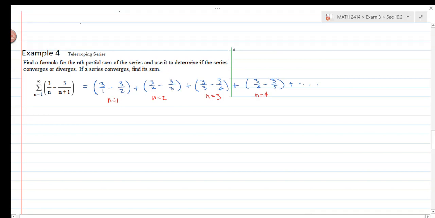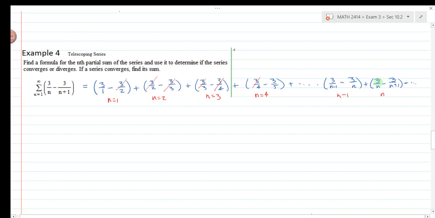So then we look for things that are going to cancel. Well, here I have a negative 3/2 and a positive 3/2 that are going to cancel out. Here I have a negative 3/3 and a positive 3/3 that are going to cancel out. Here I have a negative 3/4 and a positive 3/4 that are going to cancel out. And if I were to keep expanding this, I would have a 3 over n minus 1 minus 3 over n plus, and then the next term, that would be my n minus 1 term. And then for my nth term, I would get 3 over n minus 3 over n plus 1.